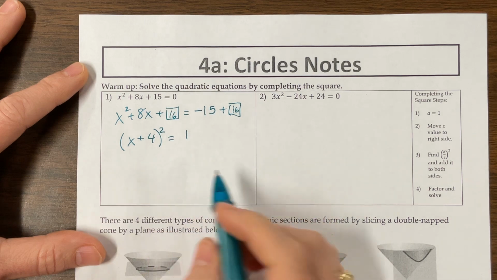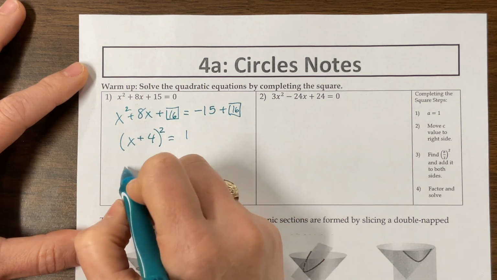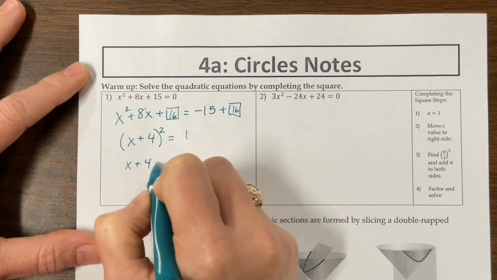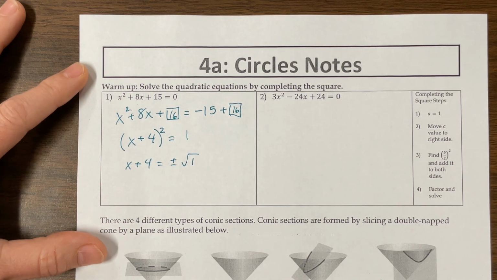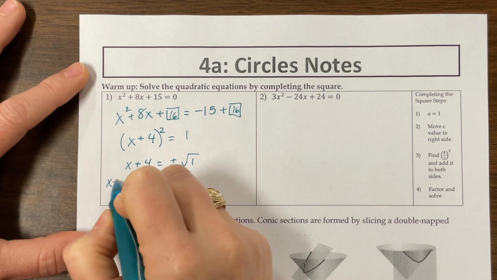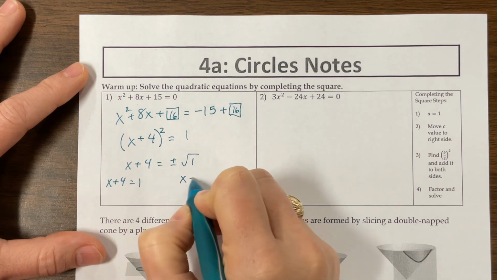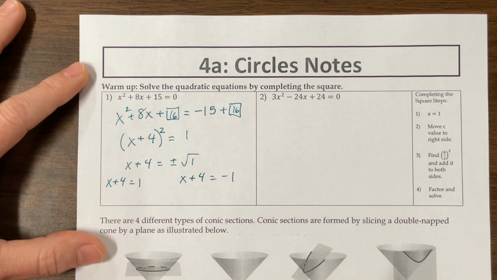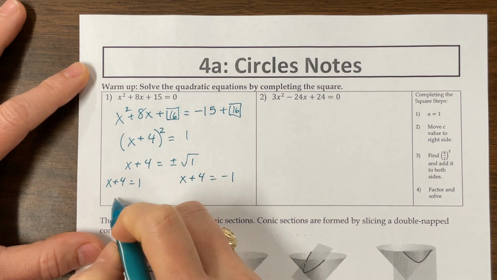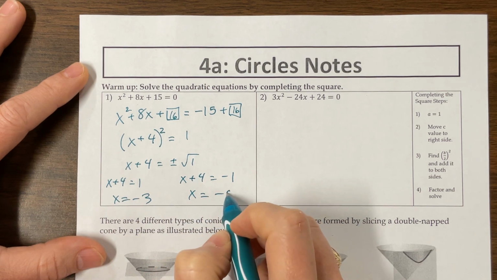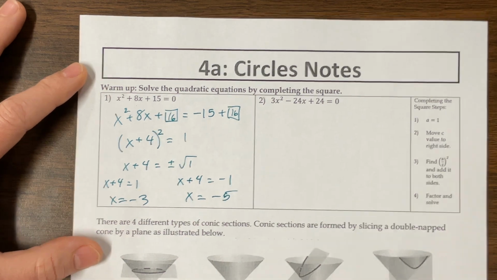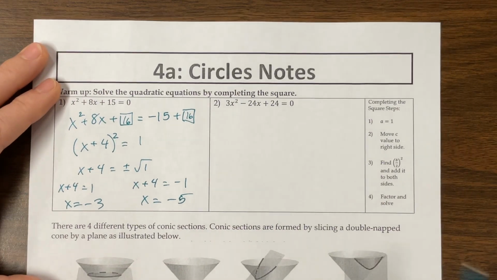It said to solve it, so now I do the cheer: square root, plus minus. And I get x plus 4 is equal to plus or minus the square root of 1. Hopefully you realize the square root of 1 is 1. And so then I have x plus 4 equals positive 1, and x plus 4 equals negative 1. Then I subtract 4: x equals negative 3, and x equals negative 5.